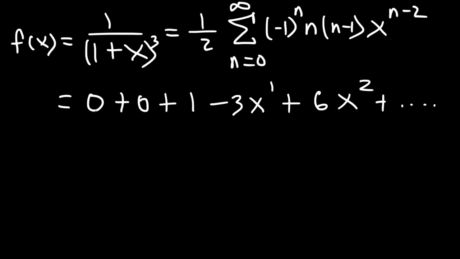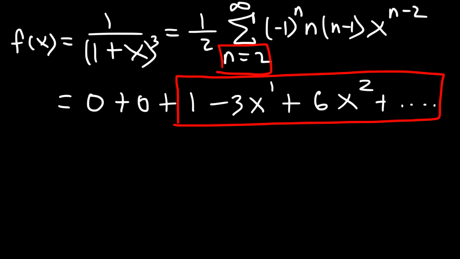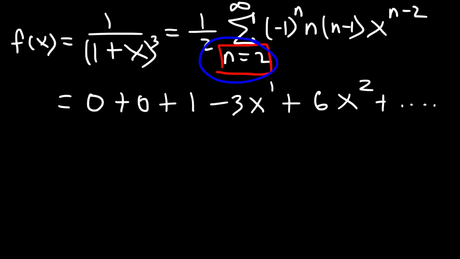So notice that the first two terms we do not need. So if we want to, we can replace n equals 0 with n equals 2. Because if we start counting at 2, we're going to get this expression, which still has the same value as the original series. If we add 0 to 1 minus 3x plus 6x squared, it's going to be the same. So you can write this as n equals 2 or as n equals 0.